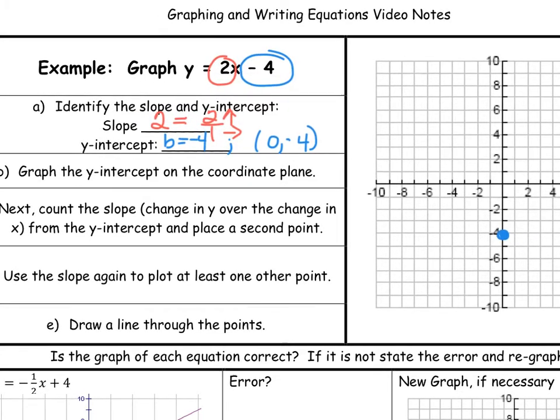Next what we're going to do is count the slope, the change in y over the change in x, and from the y-intercept place a second point. So let's go back up and look at the slope. Our slope is 2 over 1, so that means from our starting point, the y-intercept, we are going to go up 2 and to the right 1. So again, we always start at the y-intercept. We're going to go up 1, 2, and to the right 1, and make a dot.